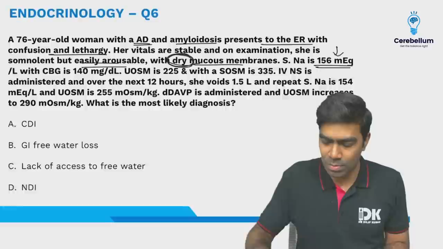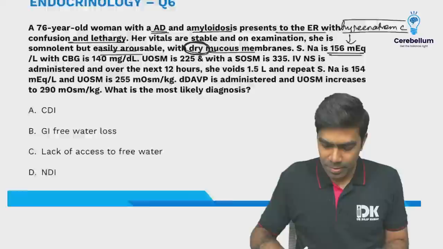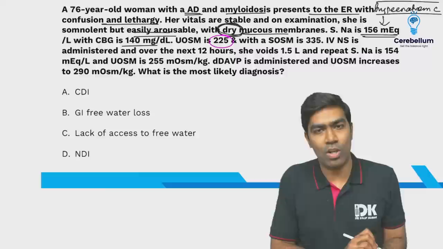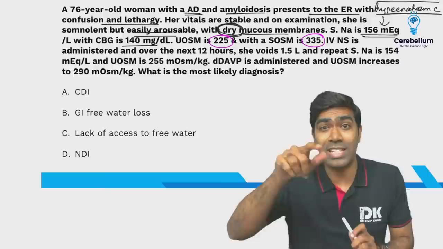Hypernatremic. And CBG is 140. Urine osmolality is 225 milliosmoles per liter and serum osmolality is 335. She's having a high serum osmolality but a low urine osmolality. Opposite of what you are seeing in SIADH.